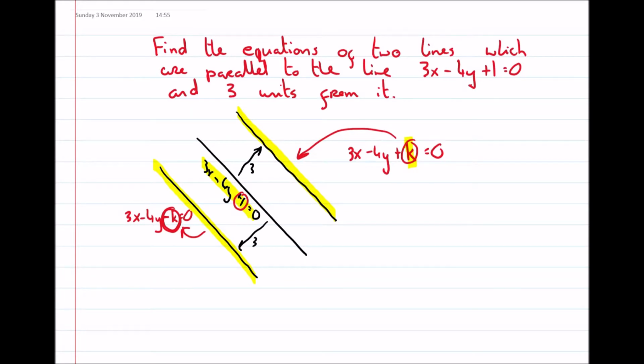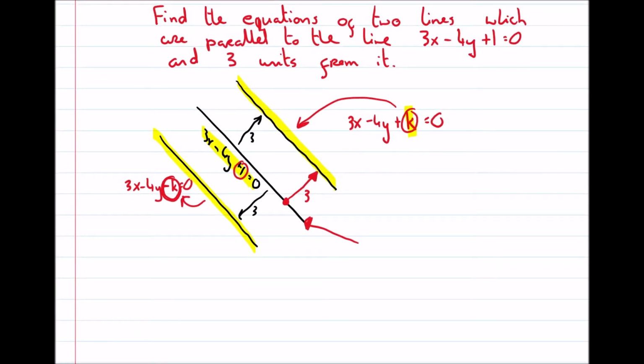Here's what I do. I find a point on this line, so let's say it's here, and I find the distance from here to here. Sorry, I don't find the distance, I know the distance is 3. That's the basis of how I'm going to find this. So watch. I'll find a point on this line. 3x minus 4y plus 1 equals 0. I'm going to let x equal 0.